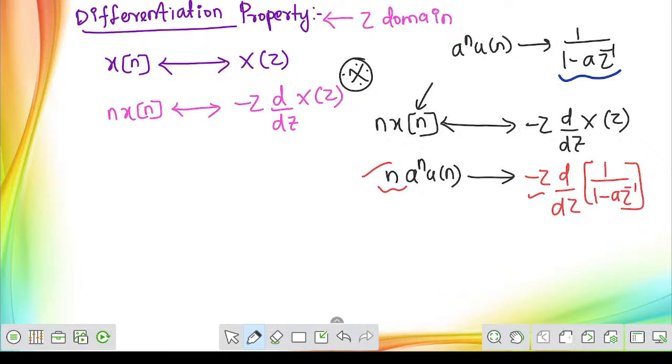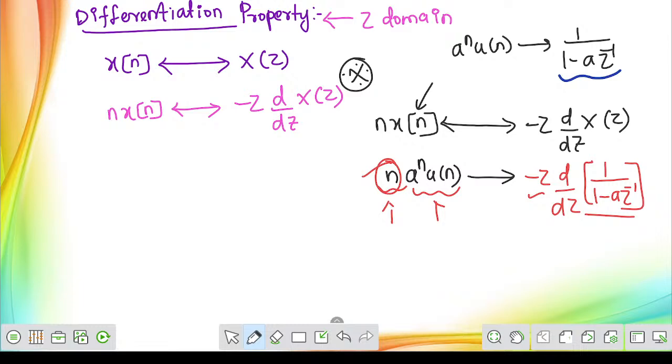This is what most of us fail to observe, but it is very important. Of course, you must take care of this property. This property is one of the most important properties. So hereafter, whenever any sequence is present in the examination, along with n, if some function is given with n, immediately your mind should go to the differentiation property. First derive the transform for the given function. After that, if it is multiplied by n, then differentiate: minus z into d by dz of x of z. That's it.